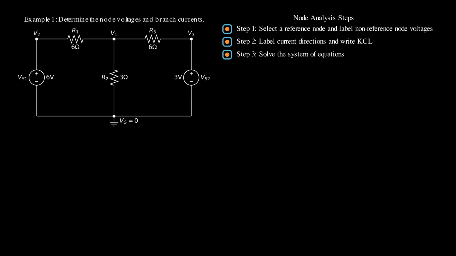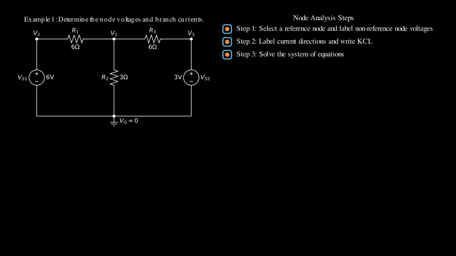Step 1 is to select a reference node and label non-reference node voltages, which was already done when we explained the concepts. There are two comments I want to make here. The first one is that you don't have to label V2 and V3 because we know their node voltages. They are labeled here for demonstration purposes. The second comment is that some students are confused by 3 nodes in the bottom of the circuit. However, the entire bottom is connected by wires, so they are considered as a common node or single node.